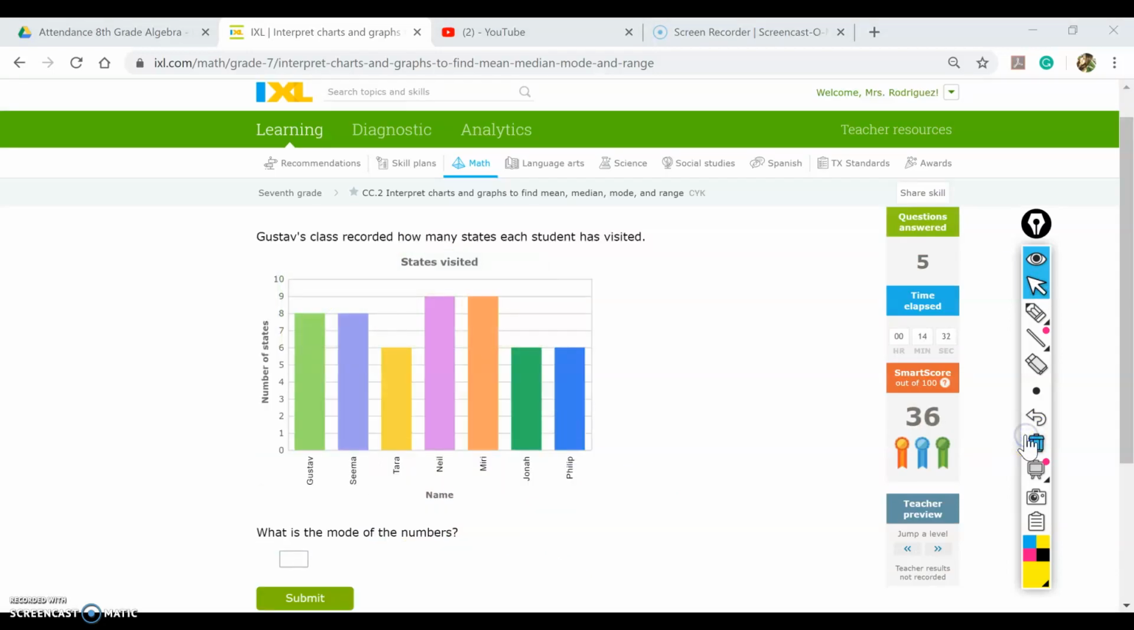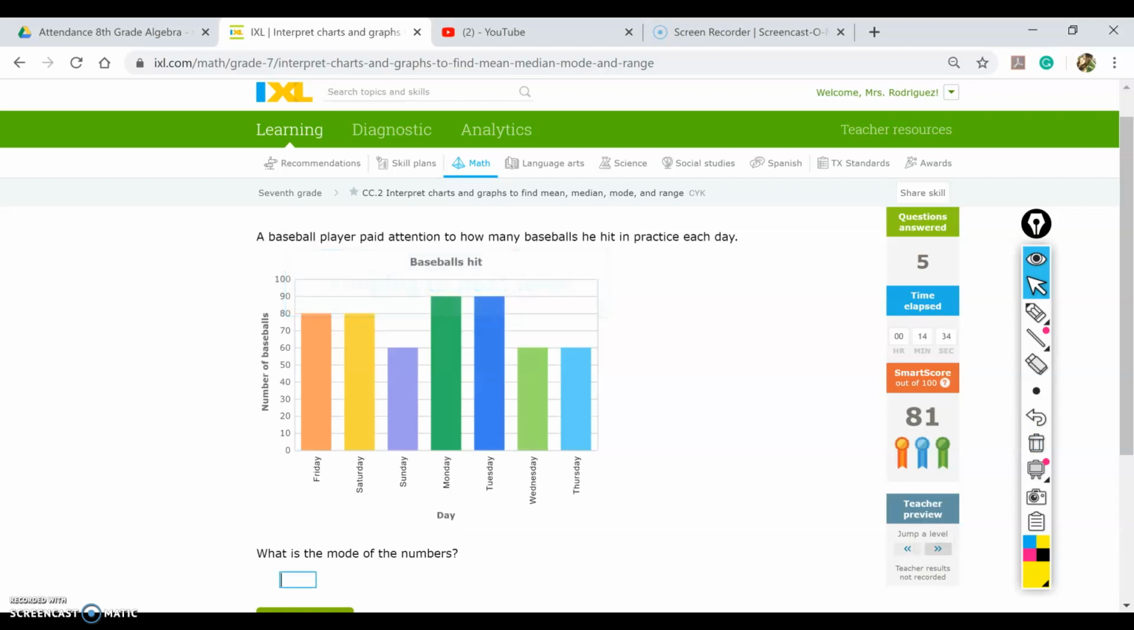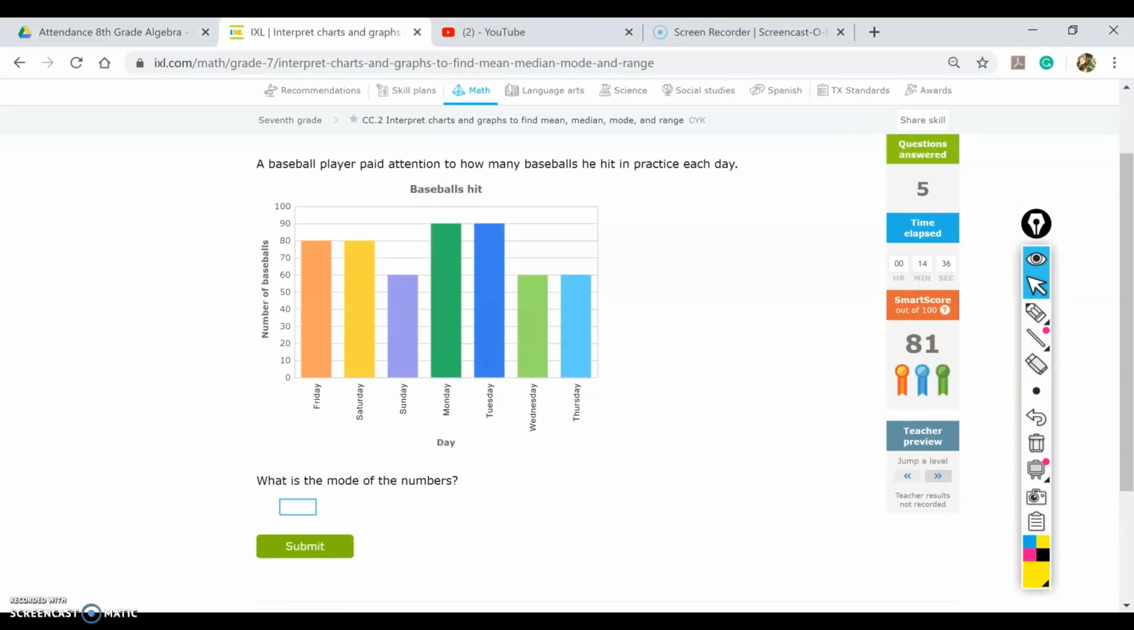Okay, let's go to this. Oh, look, let's go to 81. Look how, even though you are on the grade, the SMART score of 81, you still get the same type of question. So more likely you can get 100 on this scale. Let me read the question.